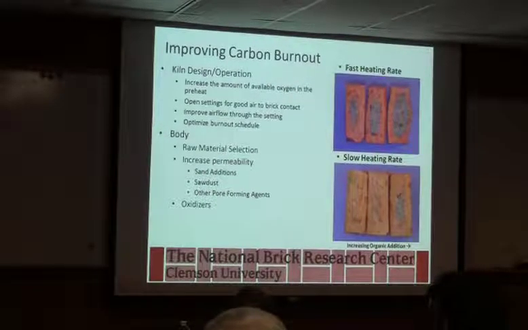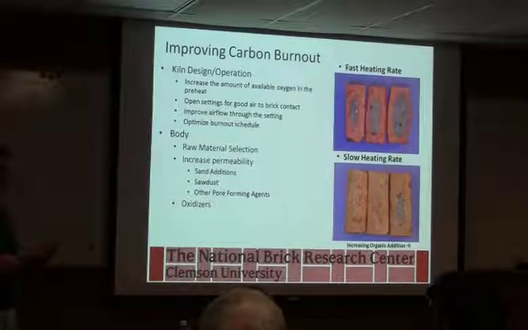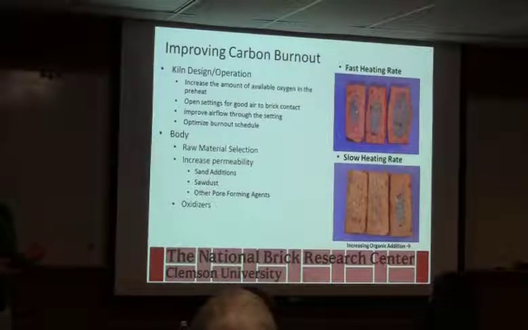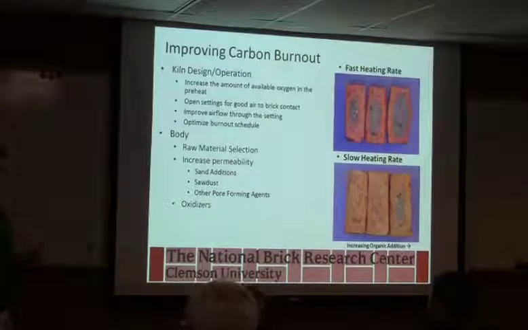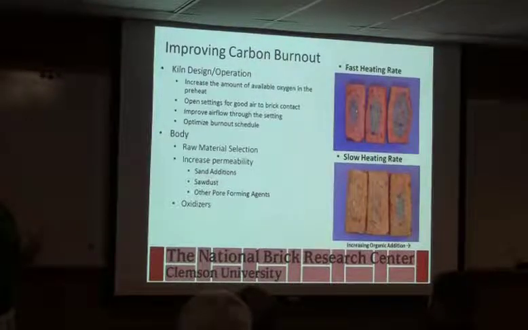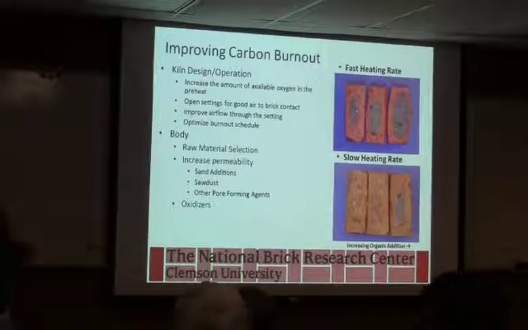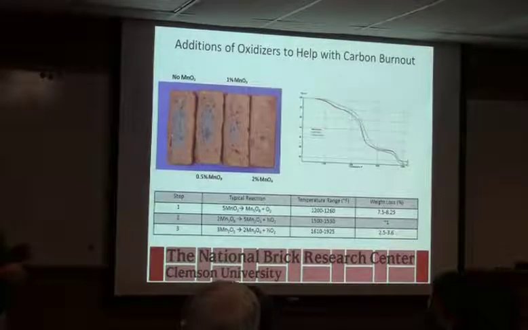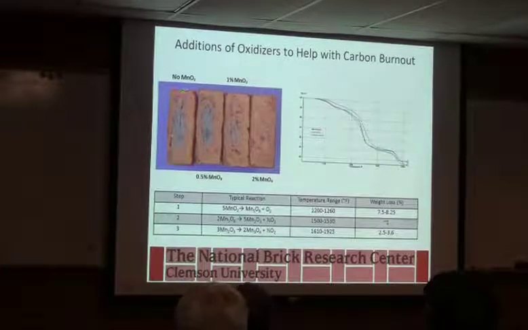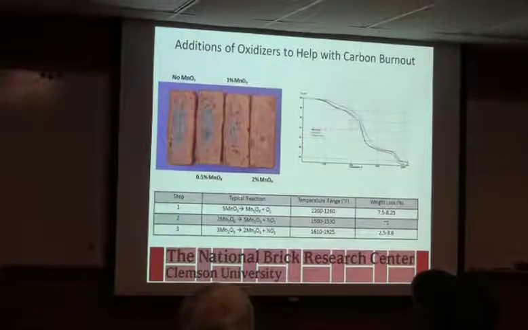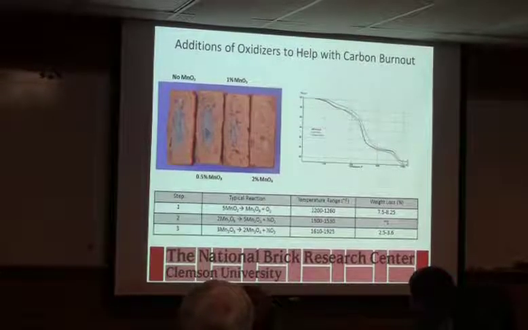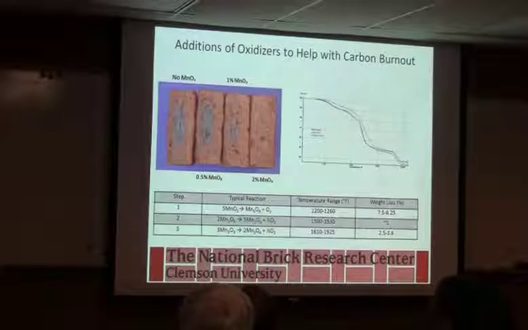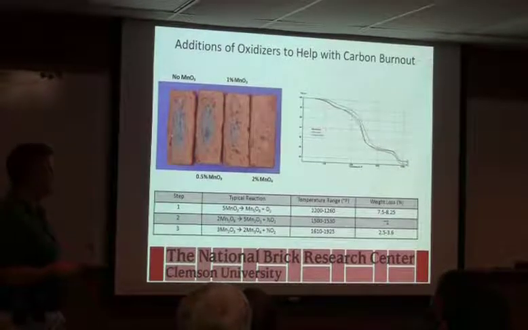And then also looking at oxidizers: additions of chemistries where the bond with the oxygen is weaker than everything around it. So when you fire it, it tends to evolve oxygen, which then reacts with the iron and changes the color of the iron. This was looking at one such oxidizer, manganese oxide. From doing additions of 0.5%, 1%, 2%, you can see that under the same firing schedule you're reacting out. You're giving enough oxygen to take care of the hardening.